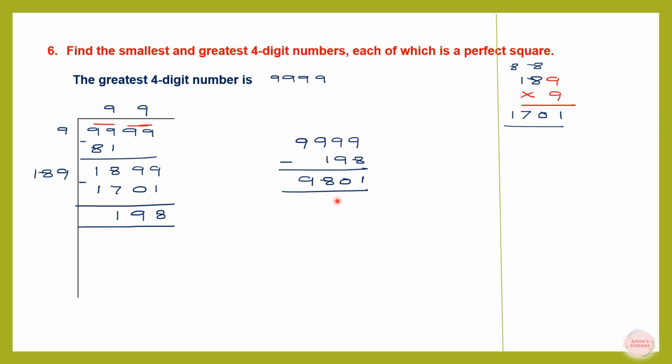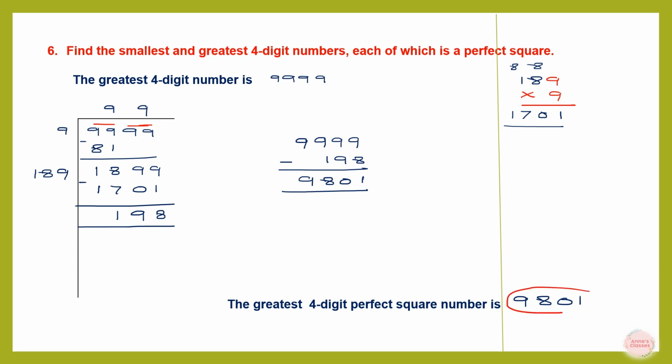Now we have 9801, and this, when you divide and see, will be a perfect square. This will not give a remainder when you do the long division method. So we have found the greatest 4-digit number, which is a perfect square. And what is that number? 9801. So the greatest 4-digit perfect square number is 9801. This is our answer.